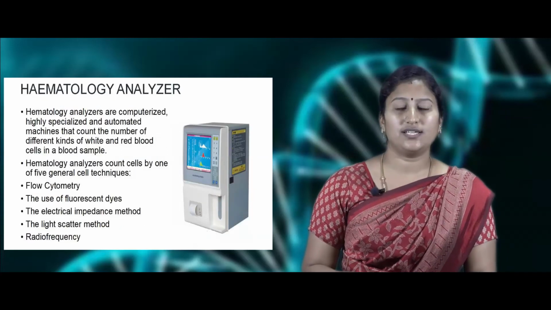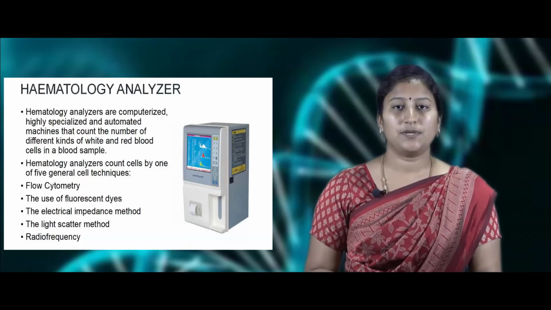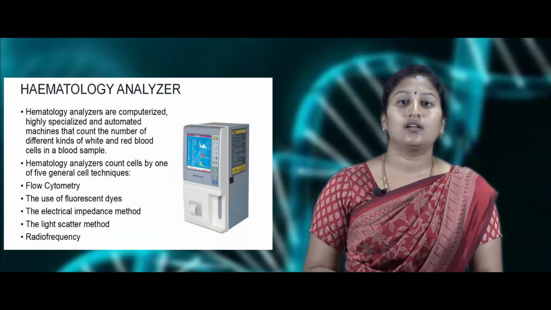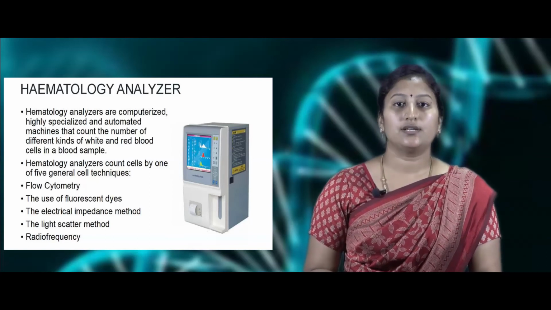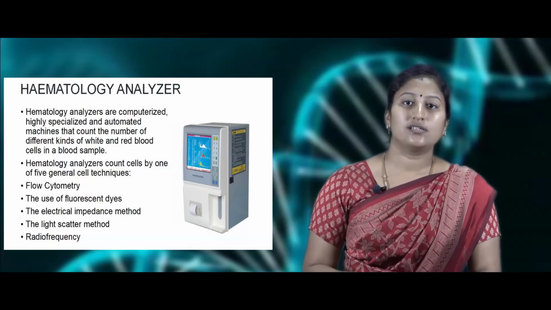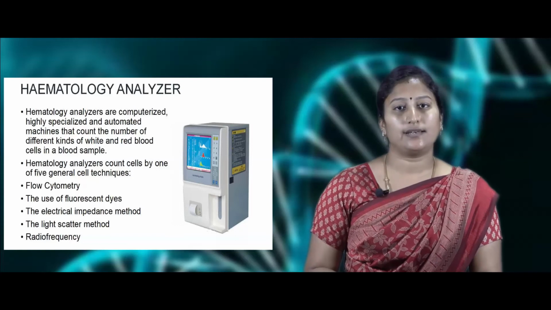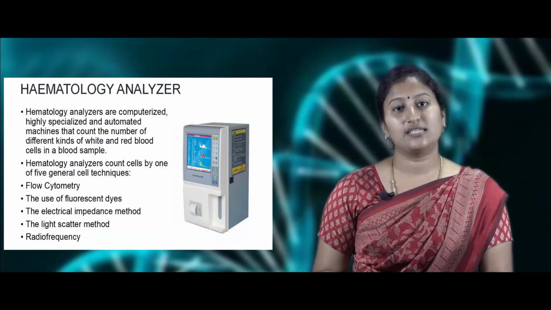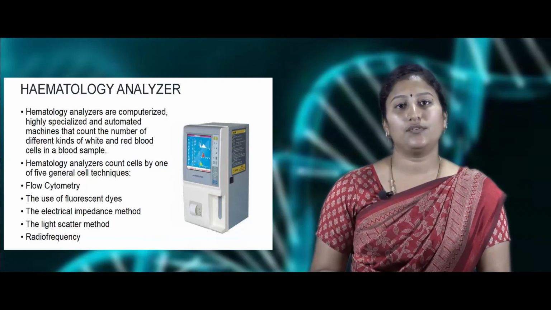Hematology analyzers. Hematology analyzers are computerized, highly specialized and automated machines that help in the counting of different kinds of white and red blood cells present in the given blood sample. Hematology analyzers generally count cells based on the 5-cell technique. They are flow cytometer, use of fluorescent dyes, electrical impedance method, light scatter method and radiofrequency.